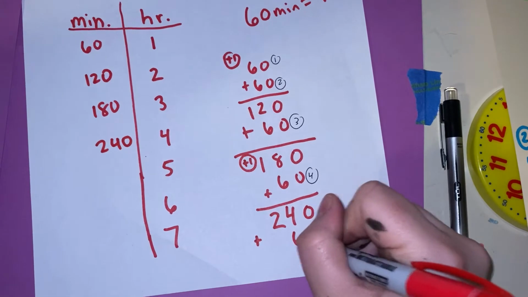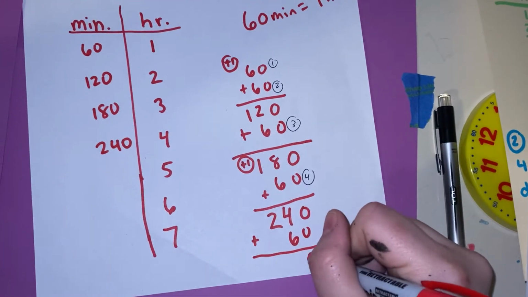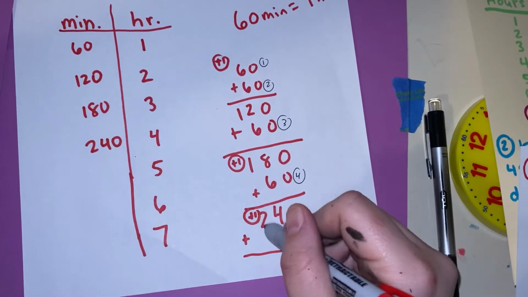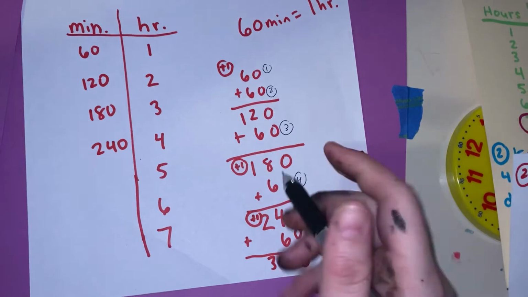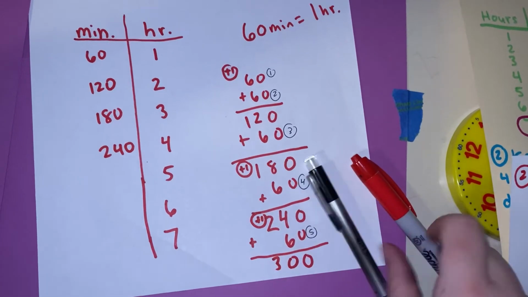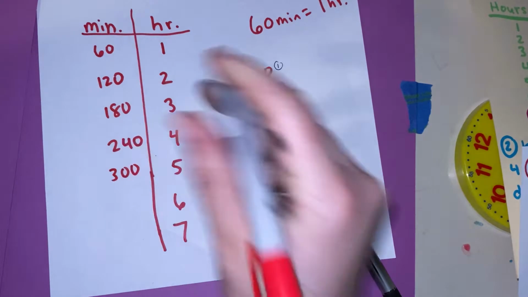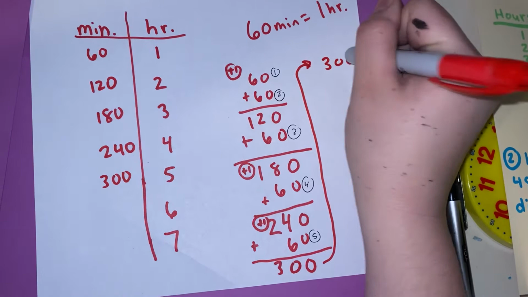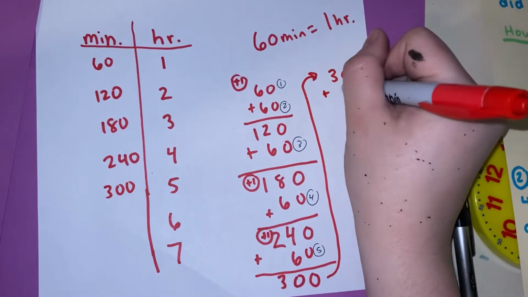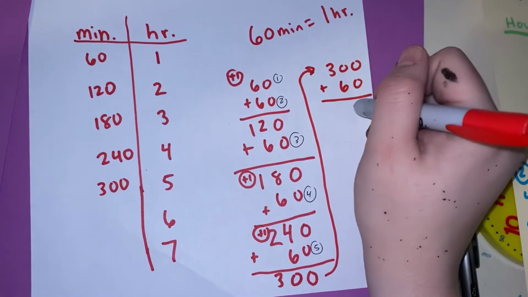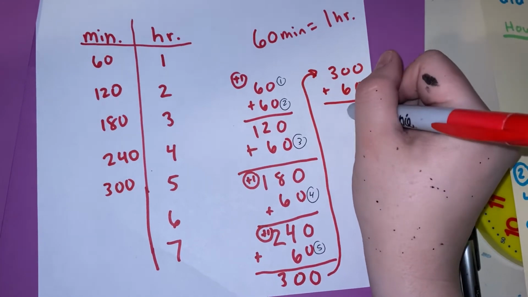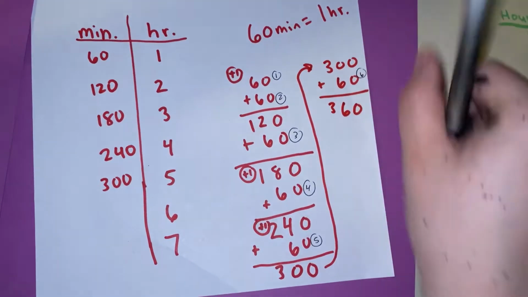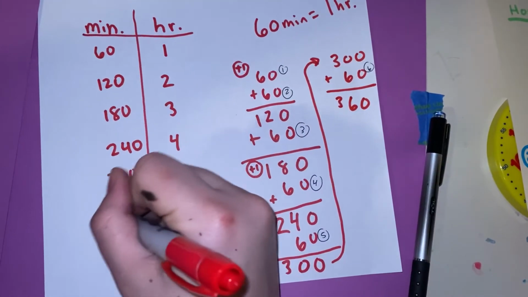Now we're going to do hour 5. 0 plus 0 is 0. 4 plus 6 is 10. Put my 0, carry my 1. 2 plus 1 is 3. So hour 5 is 300. I'm out of room down here, so I'm just going to carry it up to the top. Put my 300 again. So 300 plus another hour. 0 plus 0. 6 plus 0, and then 3 plus 0. This was hour 6. 360.